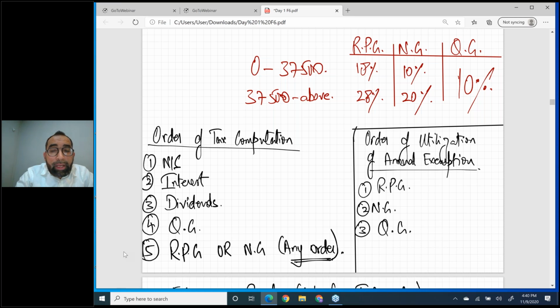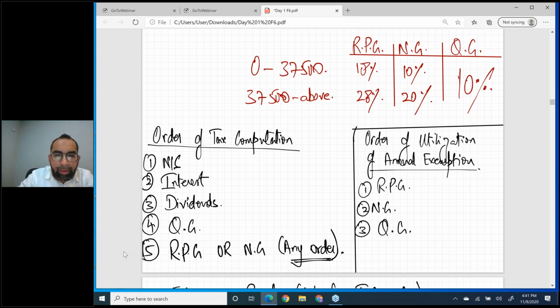Listen, there is a priority, there is an order which you have to follow. Number one, always use the annual exemption for RPG first, then NG, and then QG. This is the order of utilization of the annual exemption.